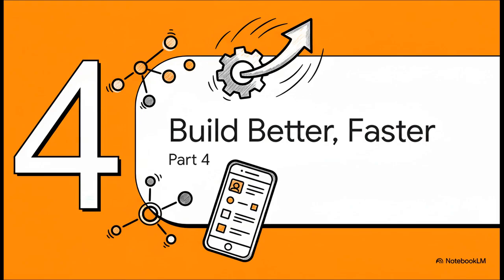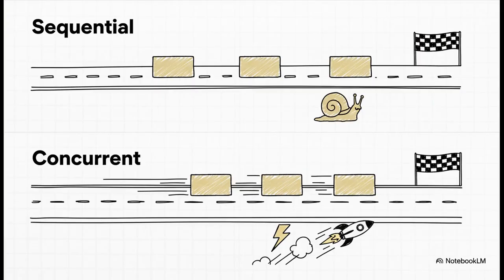Okay, so building an app is one thing, but building a great app is something else entirely. Let's go over a few pro tips that are going to make your apps faster, more reliable, and just better. One of the biggest reasons apps feel slow is because they're doing things one by one, in a sequence. Think about making coffee. You don't boil the water, wait for it to finish, and then go get your mug and coffee grounds. No, you do all that at the same time. If tasks don't depend on each other, your app should do them at the same time too. It makes a huge difference.